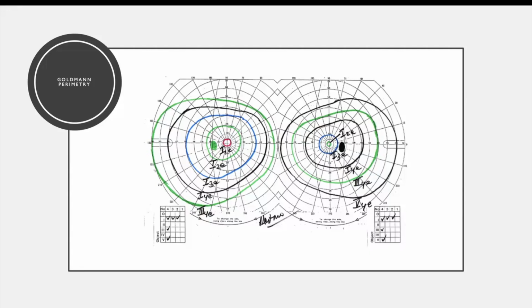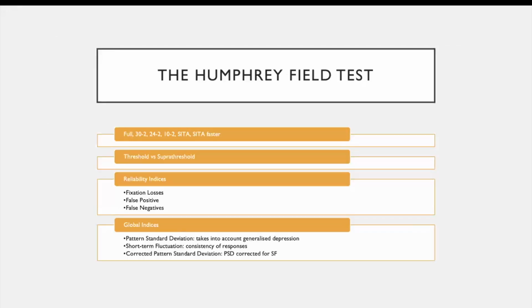But that was just a quick note on kinetic perimetry. And then the Humphrey field test is your main thing that you're looking at. The Humphrey has lots of different protocols. It has a lot of different algorithms that you can use on the Humphrey field test. You can do it with one eye, you could do it with two eyes.